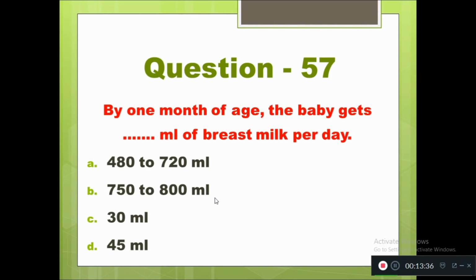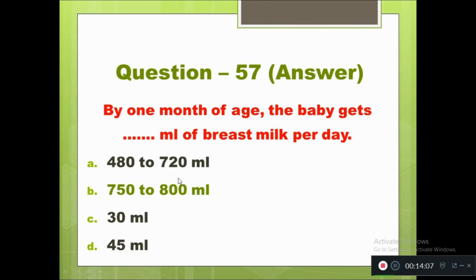Question number 56. By 1 month of age, the baby gets how much ml of breast milk per day? The four options are 480 to 720 ml. Option B is 750 to 800 ml. Option C is 30 ml. Option D is 45 ml. By 1 month of age, the baby gets around 750 to 800 ml.